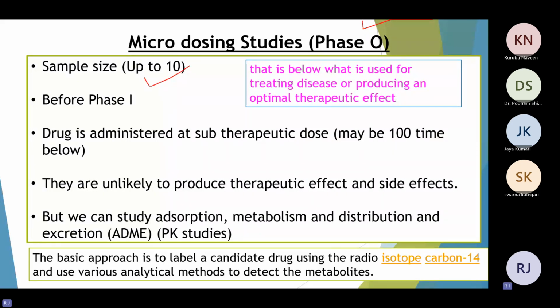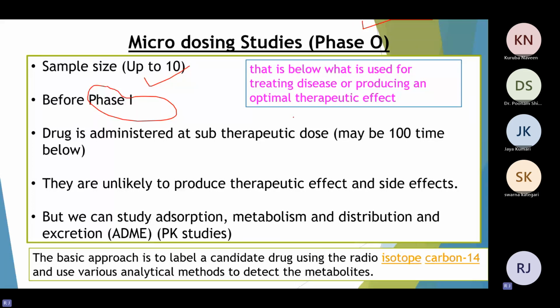And we do this phase 0 before phase 1, means discovery, preclinical, then phase 0, then phase 1 will start. Okay. So in this particular scenario, phase 0 would be our first in human trial. Okay, not phase 1. But whenever somebody is asking you what is first in human trial, then it should be phase 1 only, because phase 0 is not something which is done usually, okay, for all the drugs.